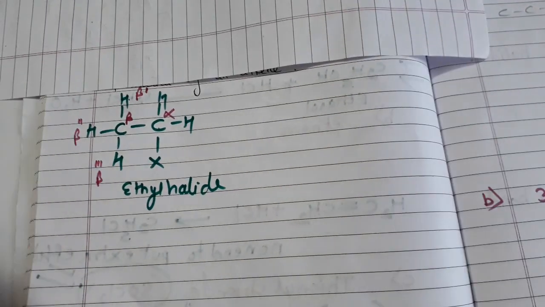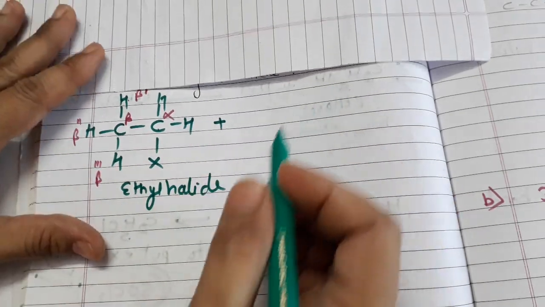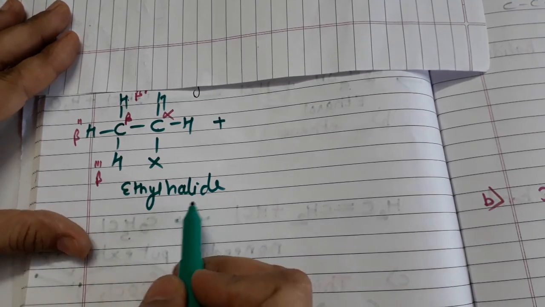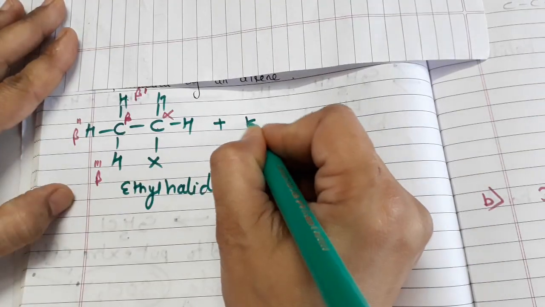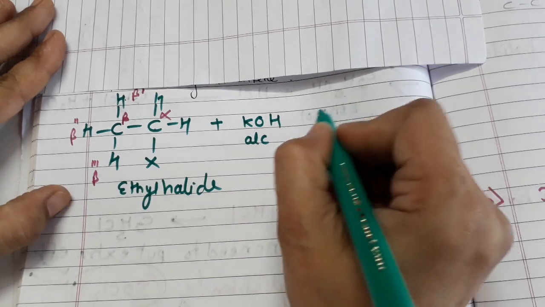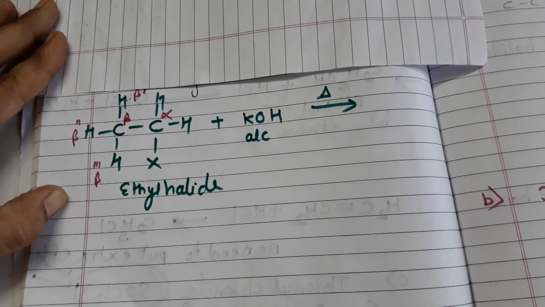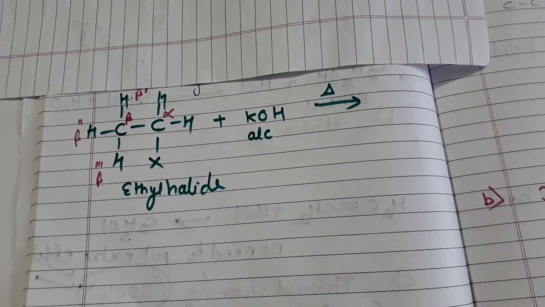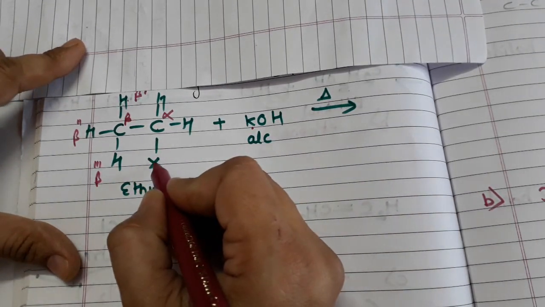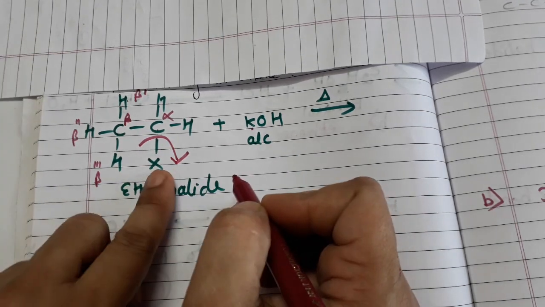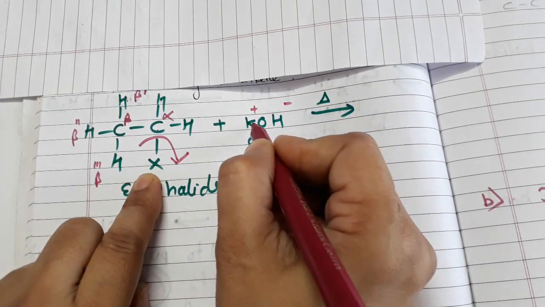So what is dehydrohalogenation? Dehydrohalogenation is a reaction in which an alkyl halide which contains at least one beta hydrogen atom is reacted with alcoholic KOH. I am writing the reaction first, then I will go to the definition. Here, when we take ethyl halide and KOH, this X is more electronegative, it will take away the electrons of this bond with itself, and KX will come out.